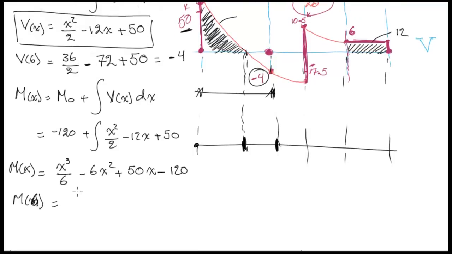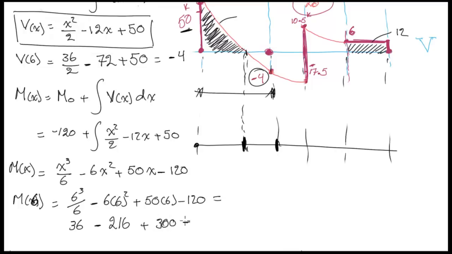But let's double check. So it's 6 cubed over 6 minus 6 multiplied by 6 squared plus 50 times 6 minus 120, and I'll trust my calculator now. So 6 cubed divided by 6, that's 36, minus 6 multiplied by 6 squared, which is 216. 50 multiplied by 6 is basically 300, minus 120. I'm crossing my fingers here, I don't want to say it wrong, but 36 minus 216 plus 300 minus 120 should equal 0. Yes, we've done it correctly.